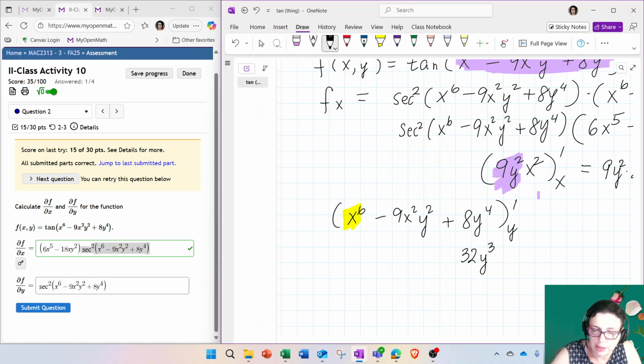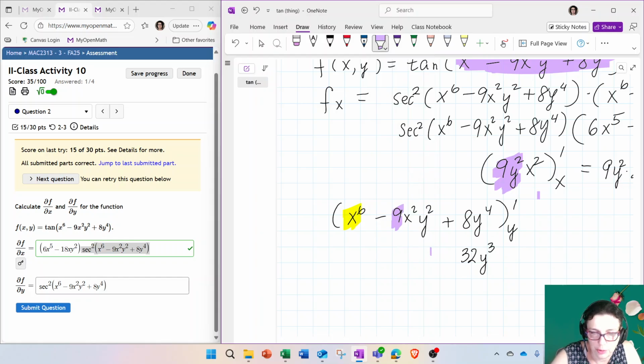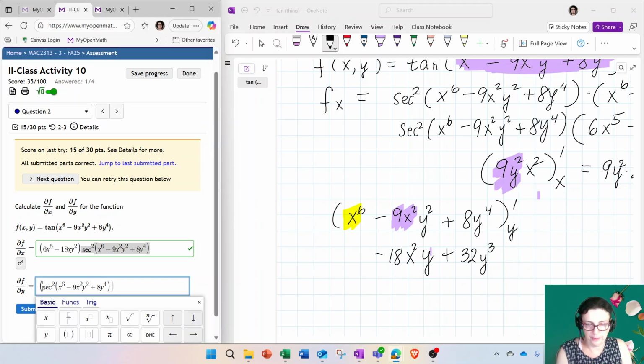What about this other term? Okay, so here you have to be careful. So 9 is a number. x squared is also a number. So this is like a constant multiple, and derivative of y squared is 2y. So this will become negative 18x squared y, right? And then this is a plus. Okay, so that's going to be in the front over here. Okay, hopefully that's right.